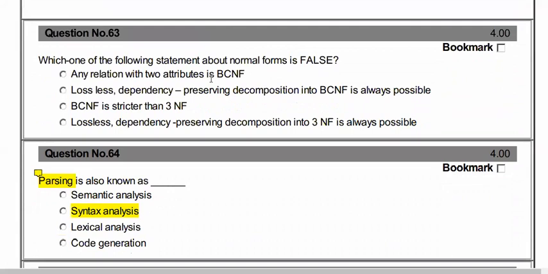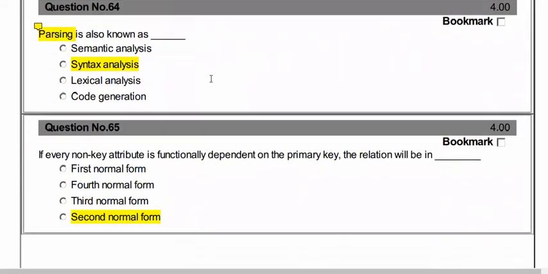Which one of the following statements about normal form is false? Actually, I don't have this answer.